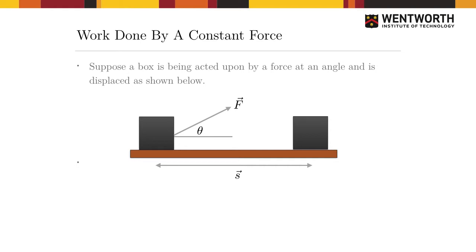Now, suppose we have a box resting on a flat surface as shown here, and that the box is being dragged across the floor by a force that has a constant magnitude and is directed at an angle theta with respect to the horizontal. As the box is acted upon by the force, F, it moves through a displacement, S.